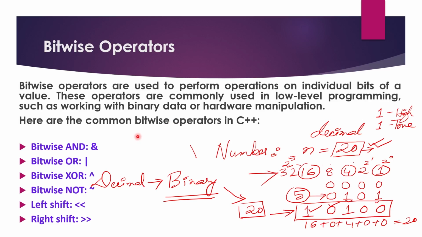Okay, so as I said, here are the common bitwise operators in C++. So bitwise AND, bitwise OR. This is the ampersand symbol. This is the pipe symbol. Bitwise XOR, which has the caret symbol. Okay, and then bitwise NOT. This symbol, the tilde, and then we have left shift and right shift. So these are the 6 operators that we will be talking about.